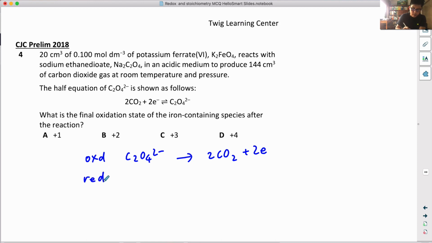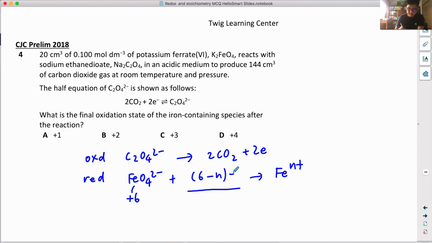So what is undergoing reduction? FeO4 2- will undergo reduction. It undergoes reduction to form Fe n+. I don't know what this n+ is, but because it's being reduced, and the oxidation state for iron here is actually +6, here I should write 6 minus n. It's almost like telling you Fe 6+, just to give you an idea.